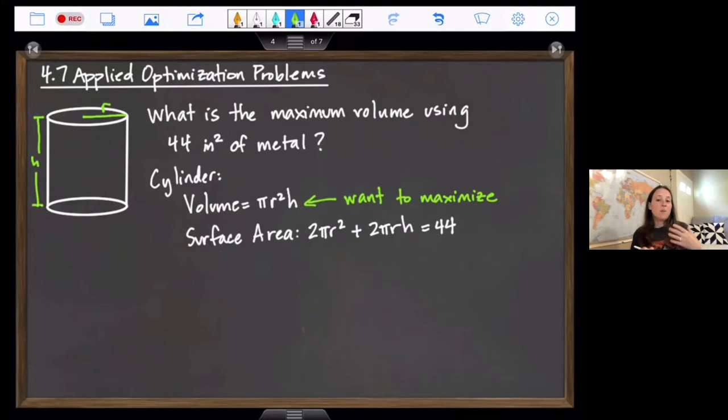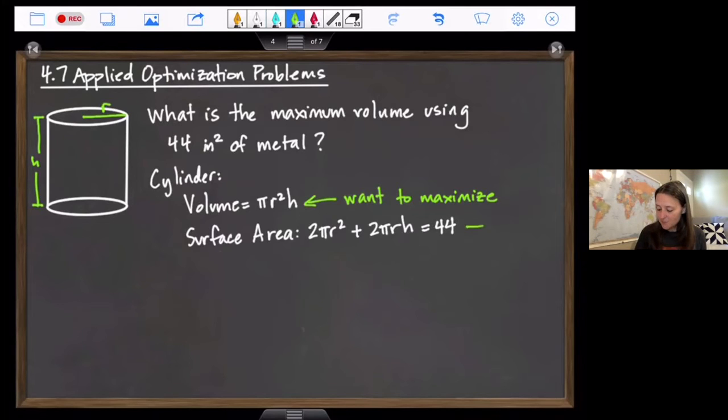All right, so we want to maximize the volume, that pi r squared h. That's the formula we want to take the derivative of and find the critical points of. But right now it's got an r squared and an h. We need to get that down to one variable. And we're going to do that using our surface area information.